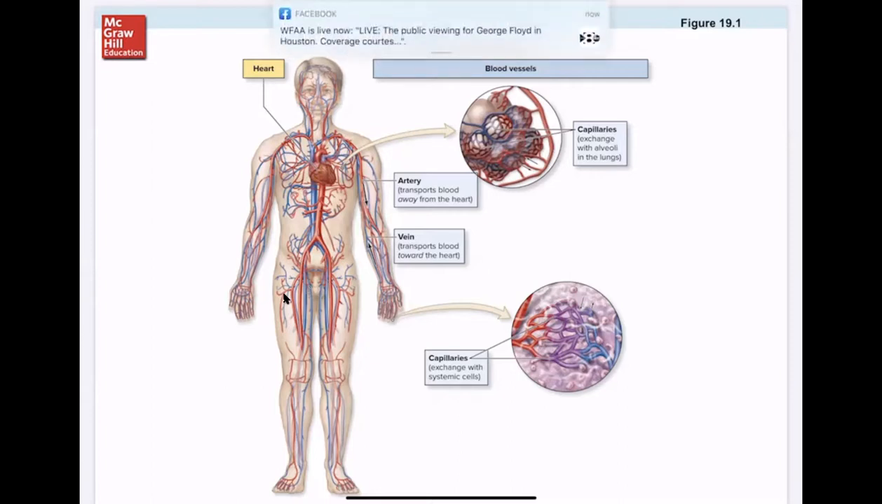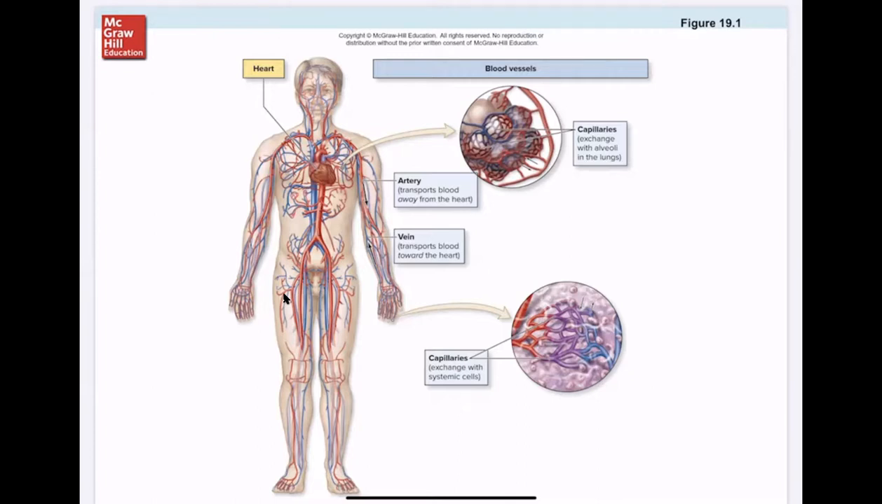Just a little general description of blood vessels. Even though blood vessels are going to be a major topic of chapter 20, we need to introduce the main types of vessels here because we'll be talking about some arteries and veins here. So there are three major types of blood vessels. There are arteries, veins, and capillaries.